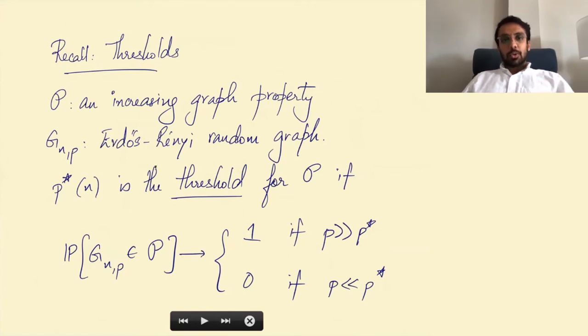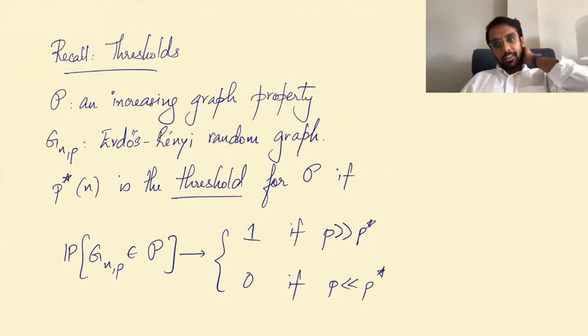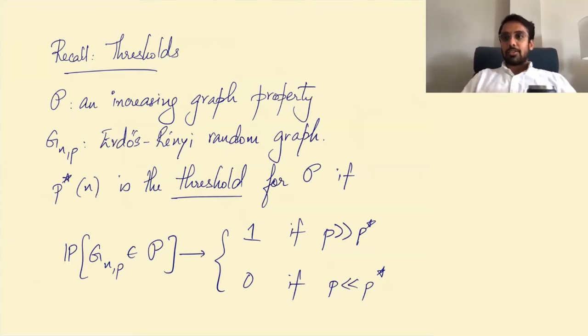I should, of course, point out this minor point that this is a tiny bit of abuse of notation. Strictly speaking, there's no the threshold, there's an equivalence class of them, but I think it's a common abuse that we all agree on. And it makes sense to talk about the threshold for any graph property.